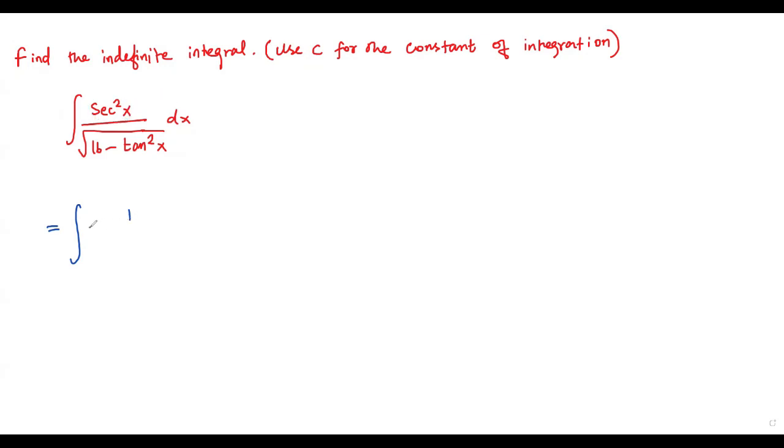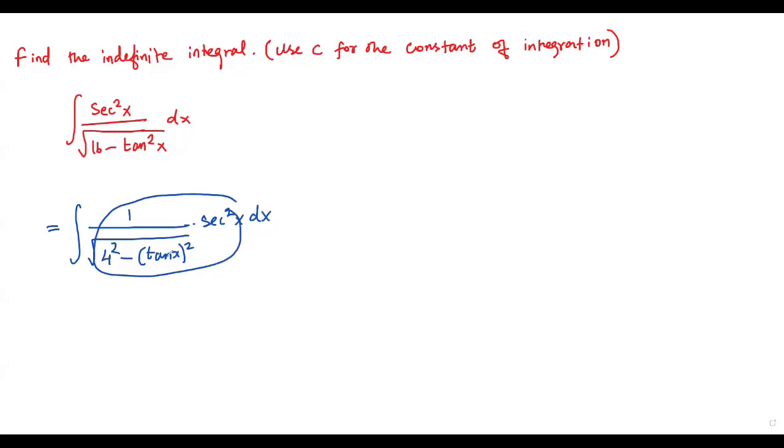Then I'm getting 1 over square root of, let me write this 16 as 4 square and this tangent square x as tangent x, the whole square. Then we have over here secant square x times dx. If we consider the function inside the integral, particularly this part, that is tangent x, what is the derivative of tangent x? The derivative of tangent x is secant square x, and it is multiplied over here.